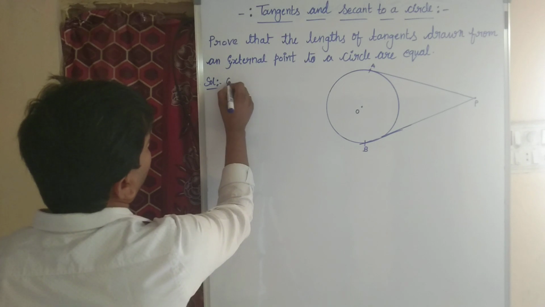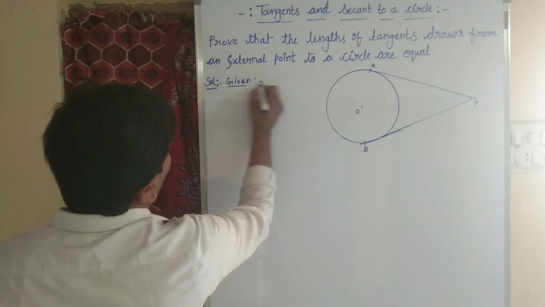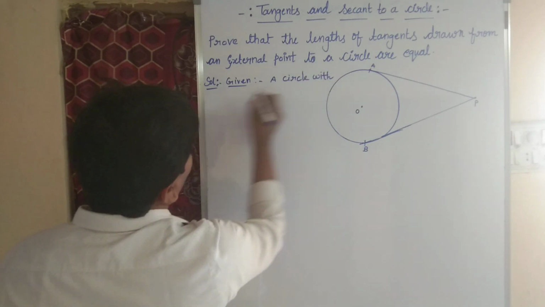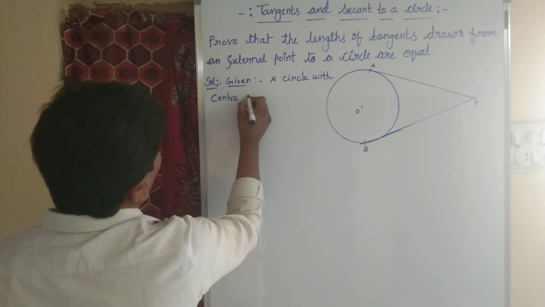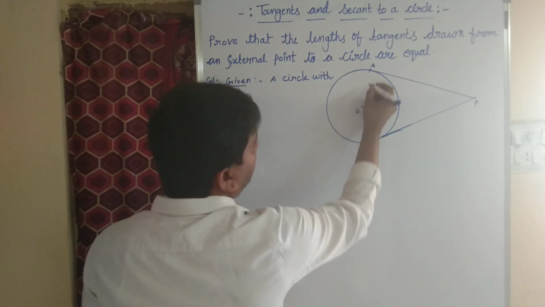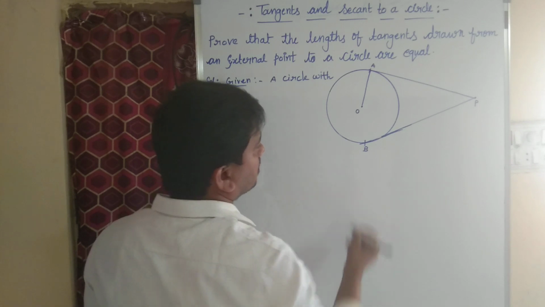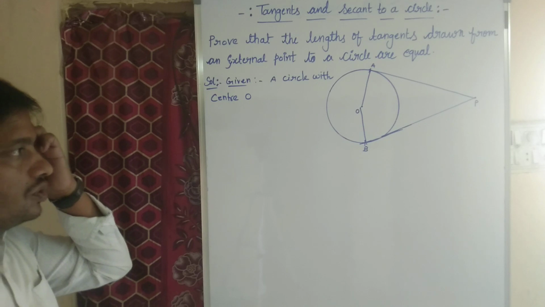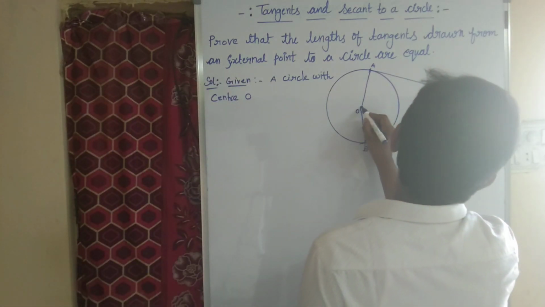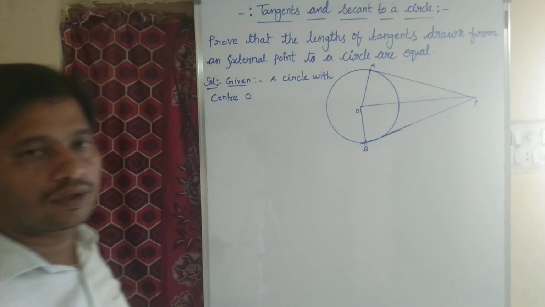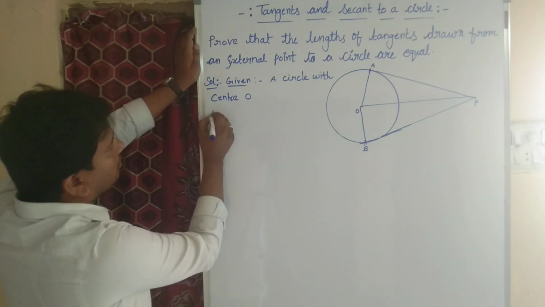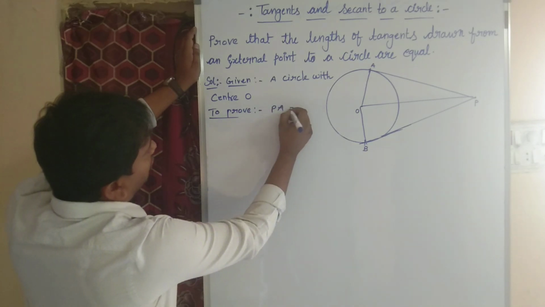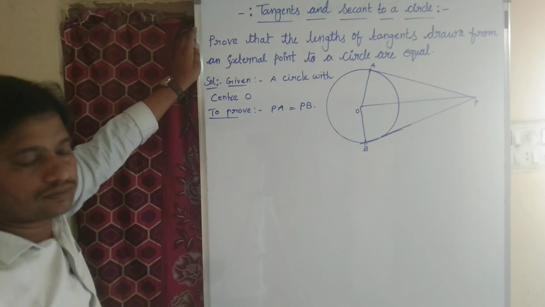Okay, we need to prove that PA equal to PB, right? Given a circle with center O. What is OA? As OA is radius. And what is OB? OB is also radius. Let us join O to P. We need to prove that PA equal to PB.